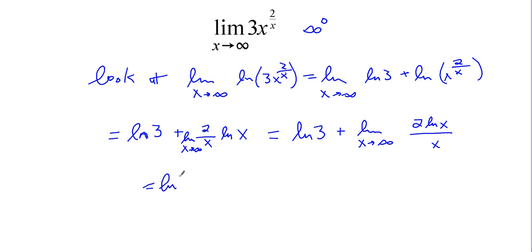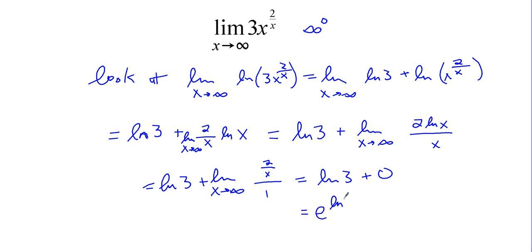So we've now got the natural log of 3 plus the limit as x approaches infinity of 2 over x, that being the derivative of 2 ln x, all over 1, which gives us the natural log of 3 plus, and then when we plug in our infinity here, we end up with 2 over infinity, which is 0. So we've got the natural log of 3 plus 0, and if we exponentiate that, that's just e to the natural log of 3, which is just 3.